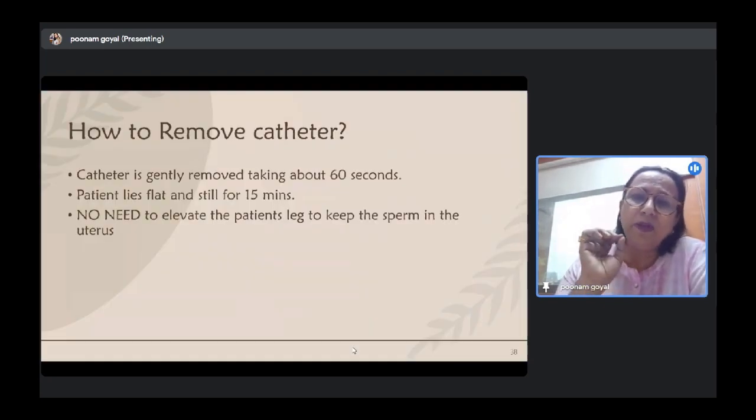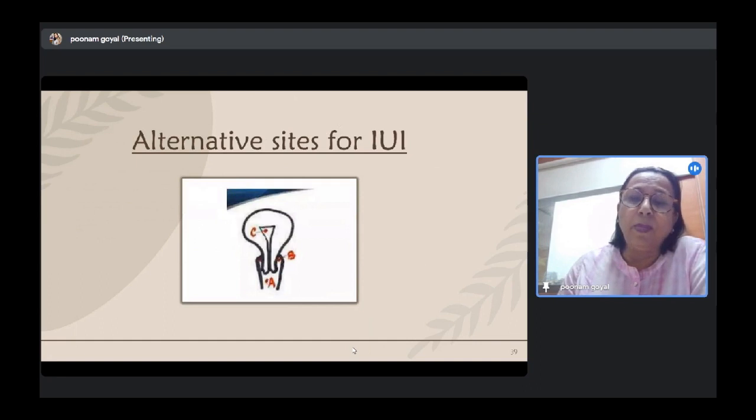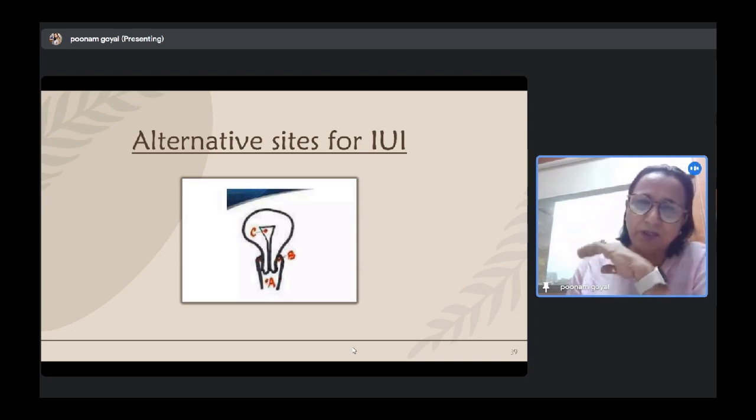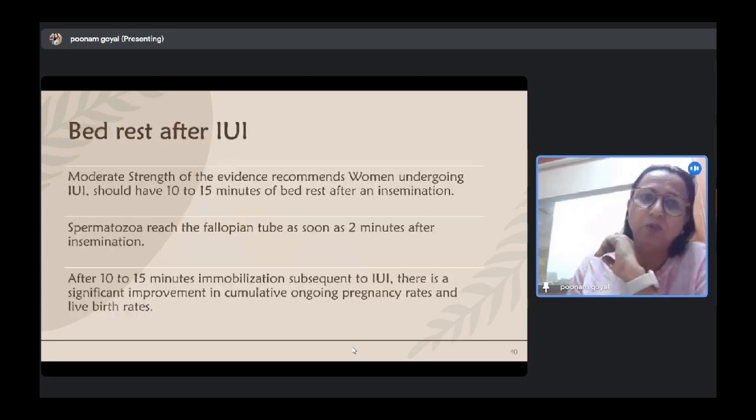The catheter is gently removed, taking about 60 seconds, and then the patient lies flat for 15 minutes. That should be okay. Now, alternative sites for IUI: whenever there is great difficulty in putting the sample at the precise position, then we can put the sample into the vagina or into the fornix. That can be done. At times when it is very difficult to negotiate, we go for hysteroscopy and then do the other procedures. But at that time, this is what you can do.